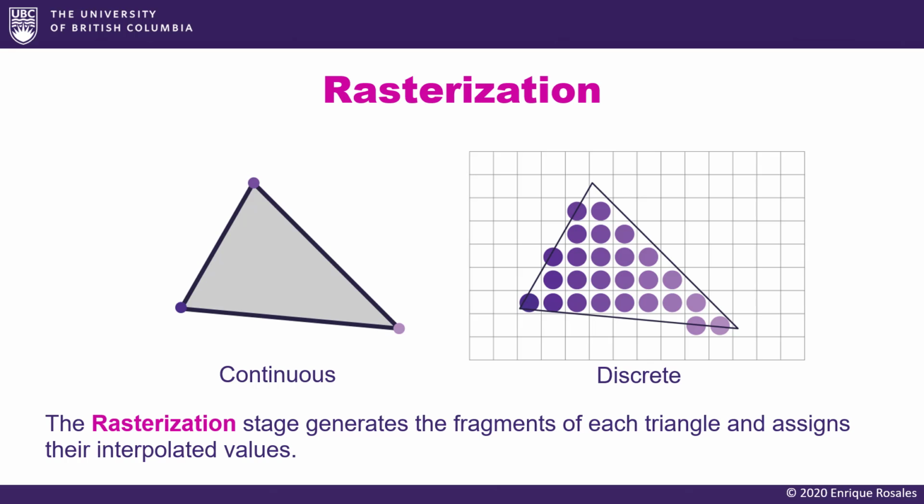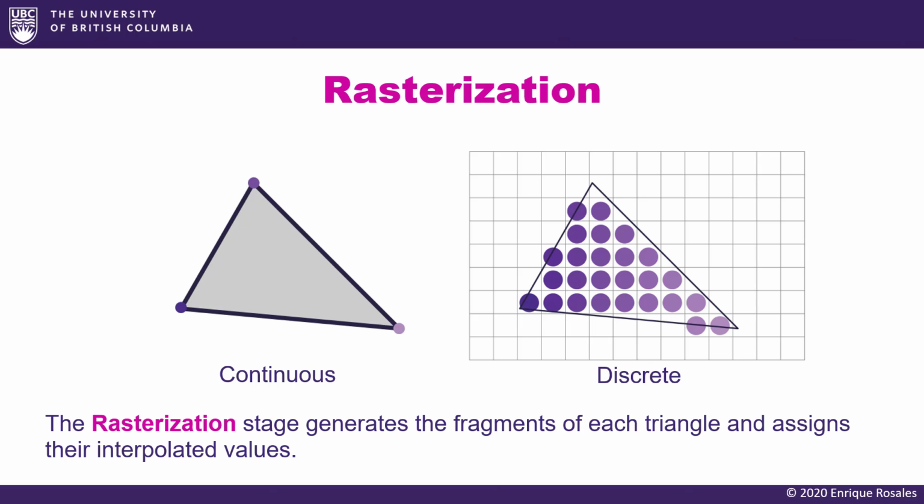Hi everyone. So now let's talk about rasterization, right? We already discussed a little bit of this. So we know that the rasterization stage basically needs to generate the fragments for each triangle and also assign or compute the interpolated values from those portions of those triangles, right?